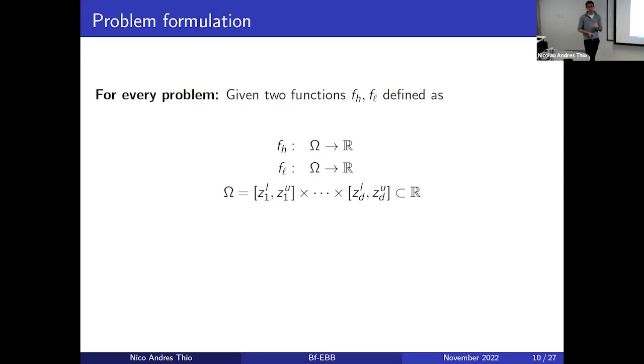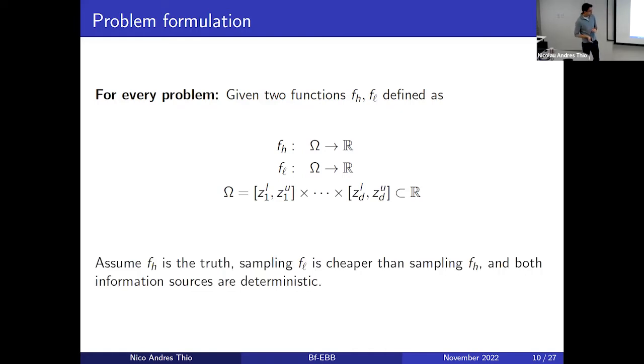So for every dimension, I have a lower bound and an upper bound. There are no constraints, no hidden constraints, right? I make my problem easier by assuming I just have very clearly delimited bounds. I don't care about anything outside. I can access everything inside. And then a few other assumptions that might be different to what you guys work with. The first one is that the high fidelity source is the truth.